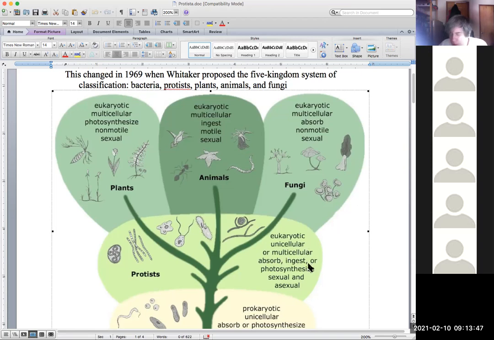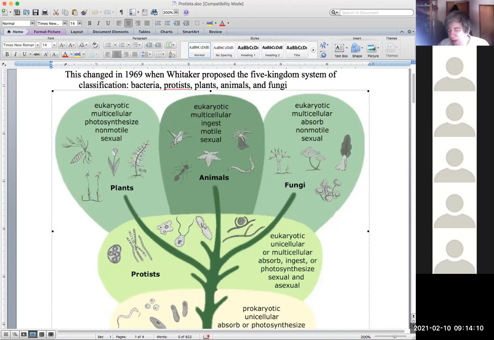Doesn't really say here, but some of them are motile. Some of them are non-motile. They don't really move. Some of them reproduce asexually. Some of them reproduce sexually. So protists, from the very beginning, it was recognized that protists were a problem in terms of classification.